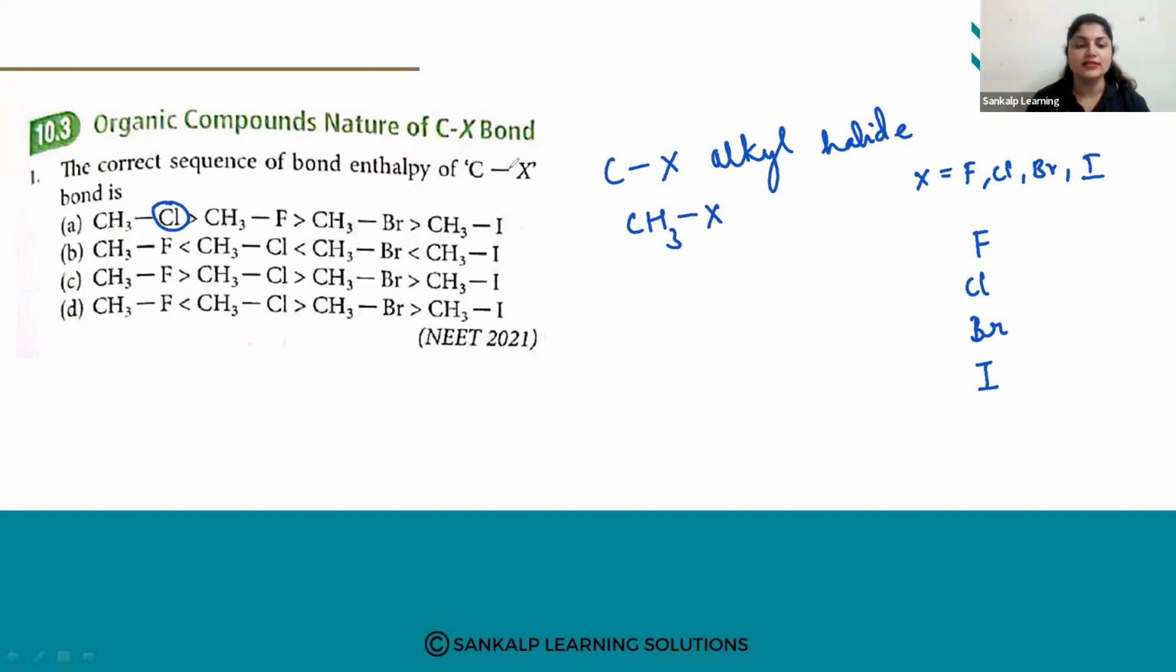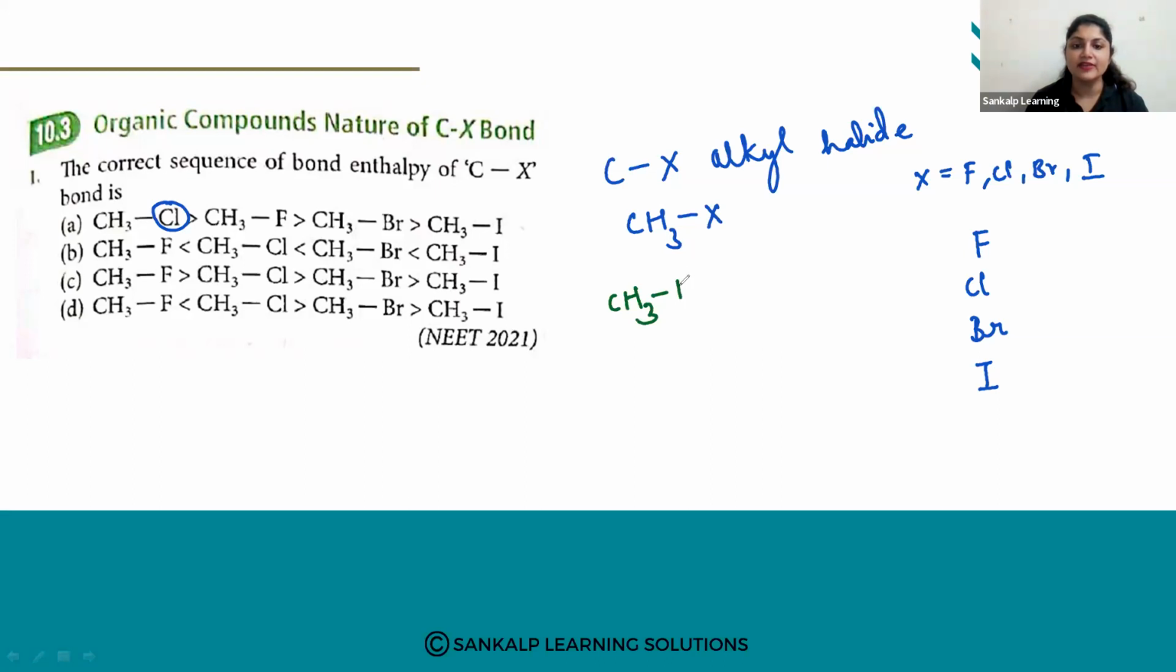Now, as the atomic size increases, what will happen to the bond formed between CH3 and the halogen? First, what is bond enthalpy? It is the energy required to break a bond. You have to write the correct sequence of bond enthalpy of the C-X bond, that is, the energy required to break it. Here, just see.